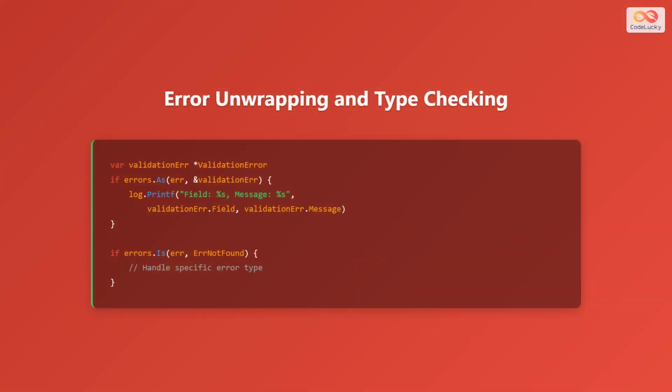To extract the original error and check its type, use the errors.As function. This function takes the error and a pointer to the type you want to check. If the error is of that type, it will be assigned to the variable. To check if an error is a specific error, use the errors.Is function. This function takes the error and the error you want to compare it to. If the error is the same, it will return true.